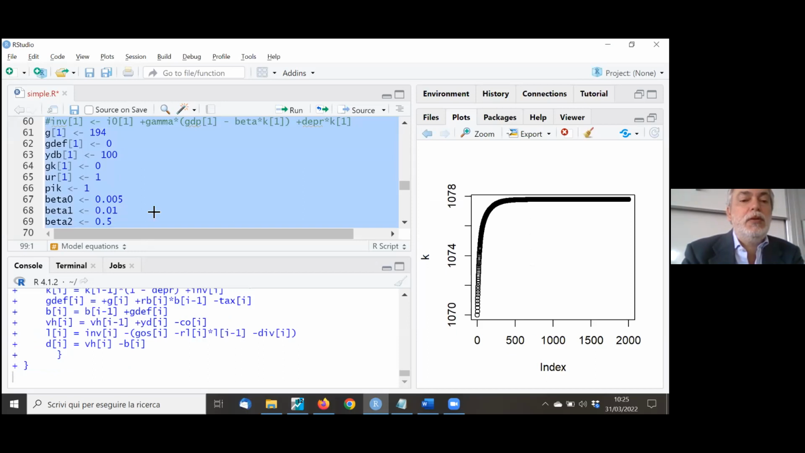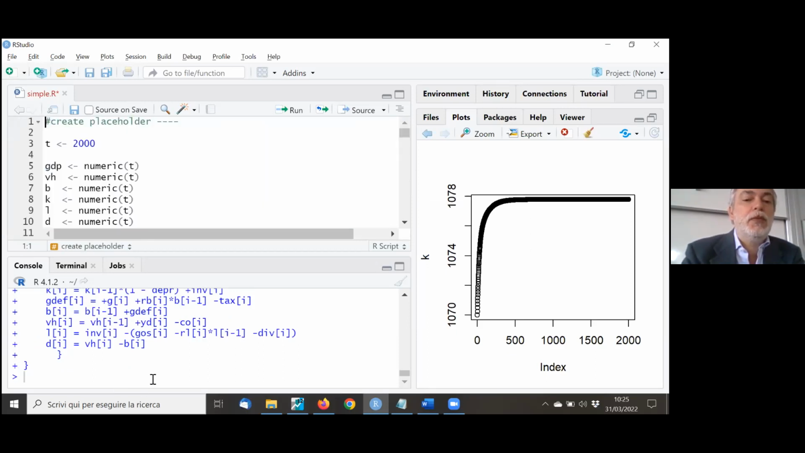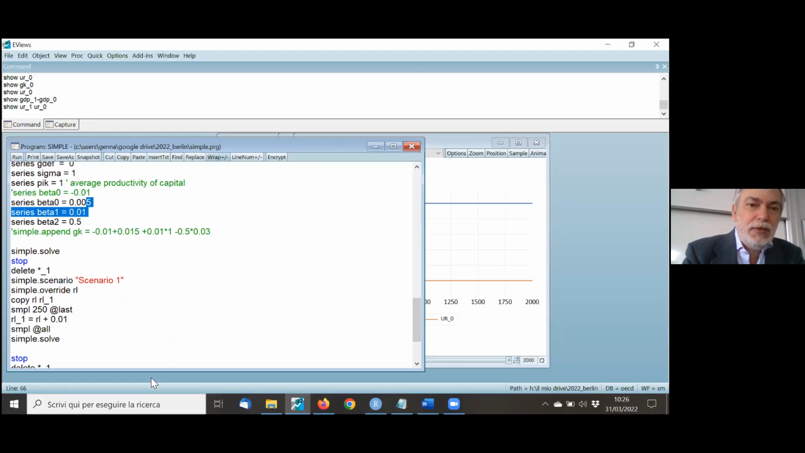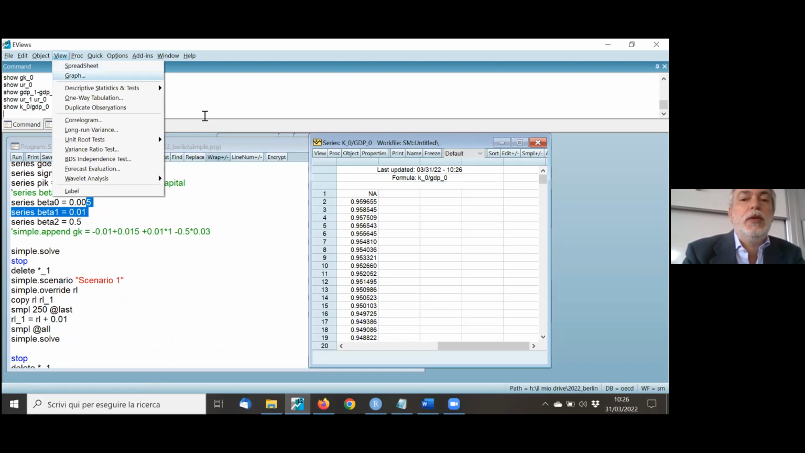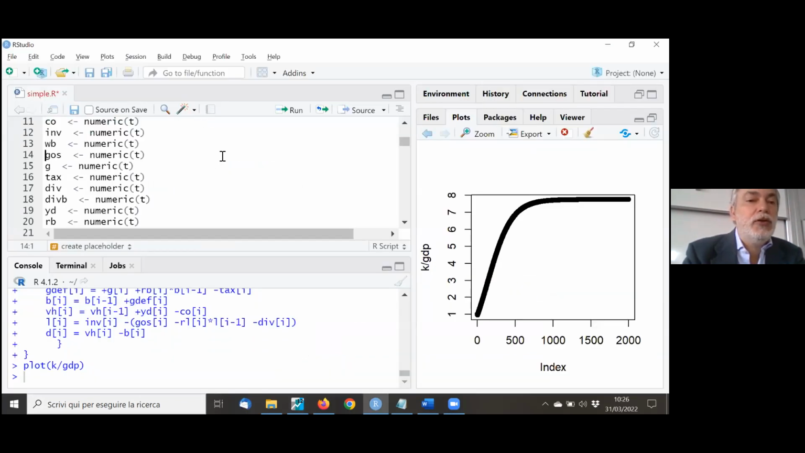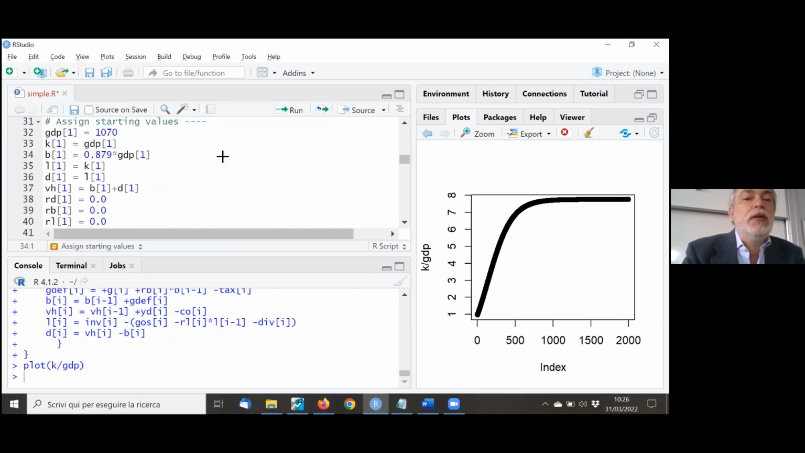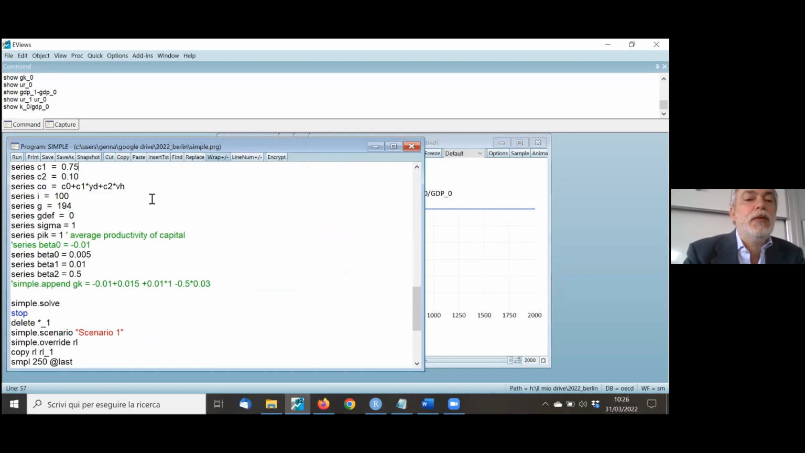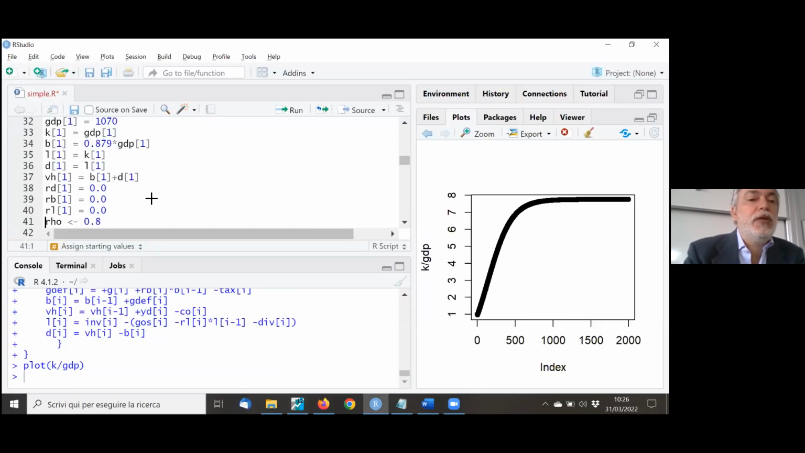So now, yeah, it looks like it's working. It goes to 8. No, there's something wrong here. We have not updated everything. So what else did we change? Oh yes, we didn't update the interest rates.